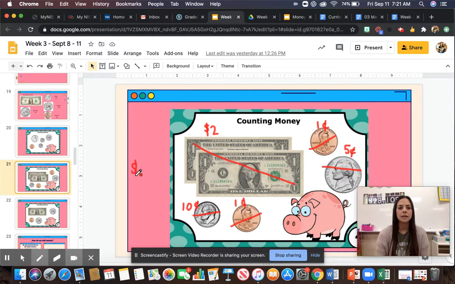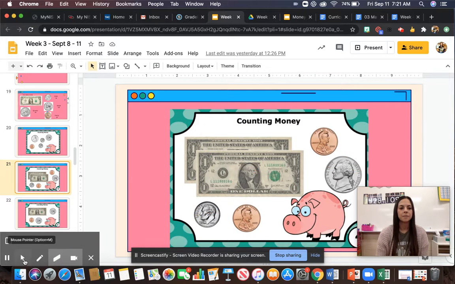My dollar sign, and I write the number 2. My decimal point separates my dollars from my coins. So after you write your dollars, you have to put a decimal point. $2.17.